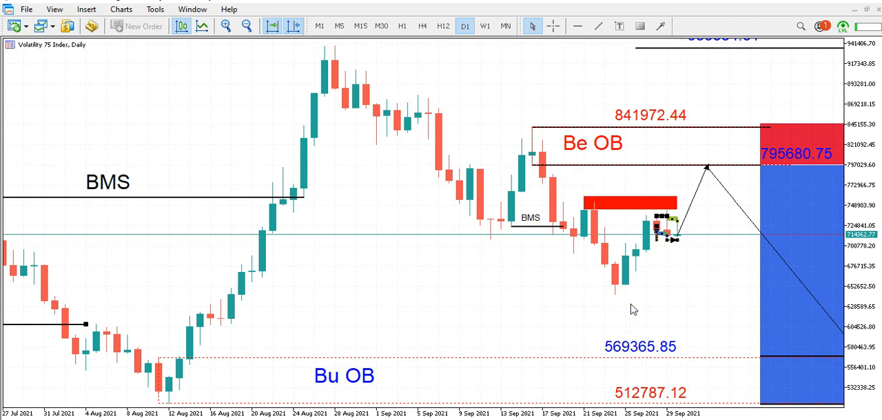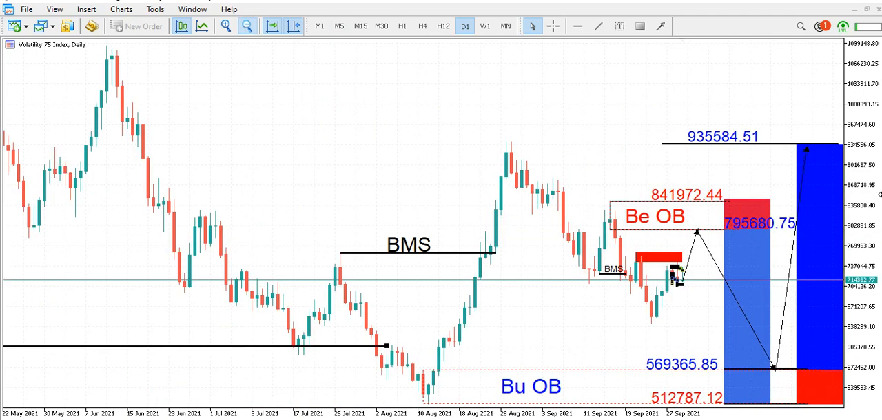So if ever price will come up here, then where will be our entry? Our entry will be 79.5680.75. This will be our entry. Remember, we are still on the daily time frame. 79.5680.75, and then our stop loss will be just above 84.1972.44. Our stop loss will be just above that.